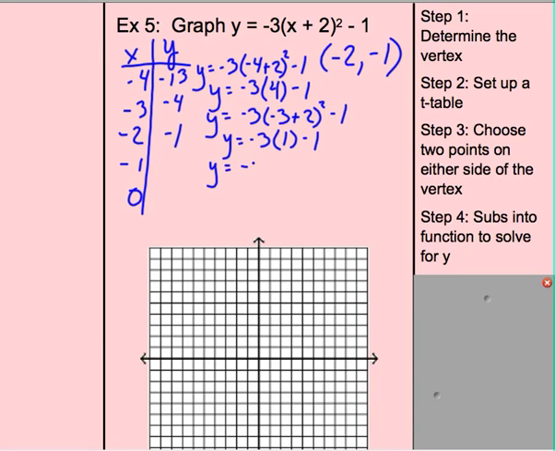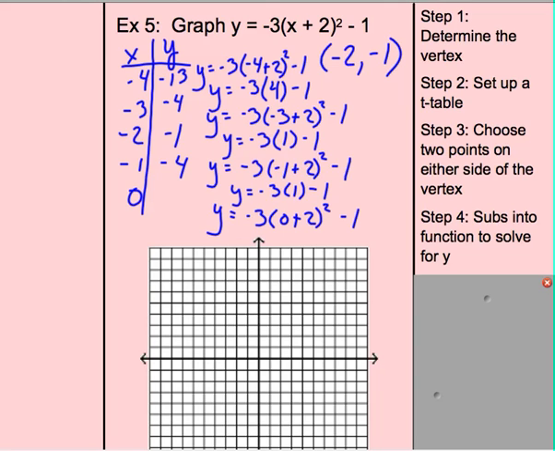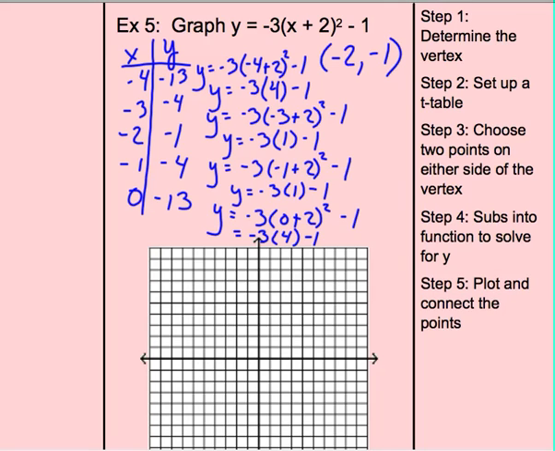Substituting -1 in, these are our checks. We should get those same values back. -1 plus 2 is 1, squared is 1. And -3 minus 1 is -4. Finally, substituting in 0. 0 plus 2 is 2. 2 squared is 4. -12 minus 1 is -13. So we're going to graph these and create our parabola.